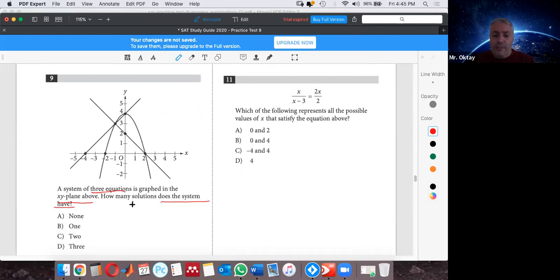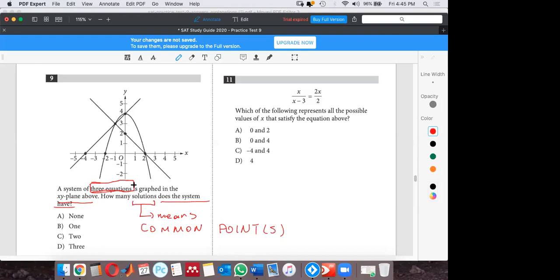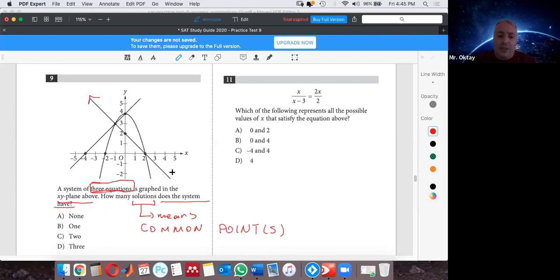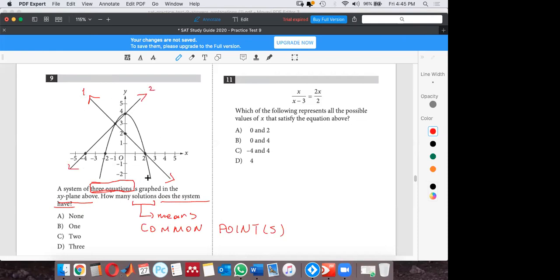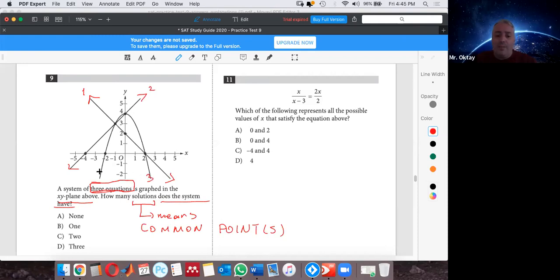First of all, what is the meaning of solution? Solution means common point or common points. Okay, common points, but for what? You are talking about 3 equations. So let's say this is the first equation, which is a line. This is the second equation, which is a line. And the third one is a parabola, this one.